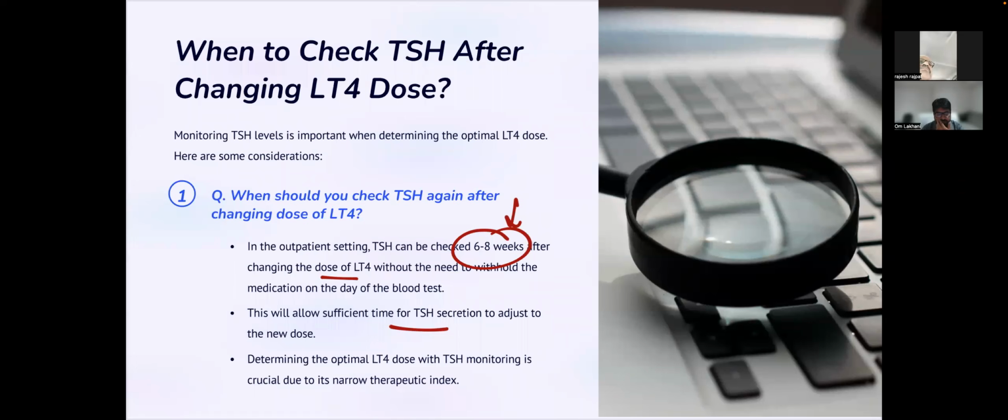That's a standard recommendation, allowing the body to get adjusted to the new levothyroxine dose. So whenever you are changing the levothyroxine dose, always recheck the TSH value at 1.5 to 2 months rather than checking it before that, because otherwise you'll lead to unnecessary dose adjustments which perhaps may not be required.